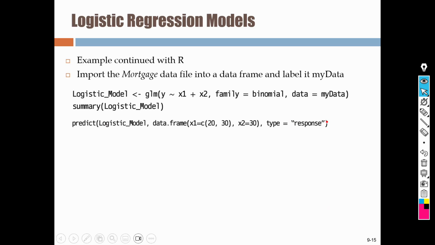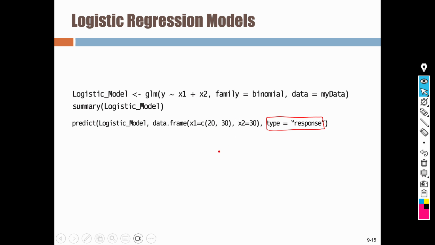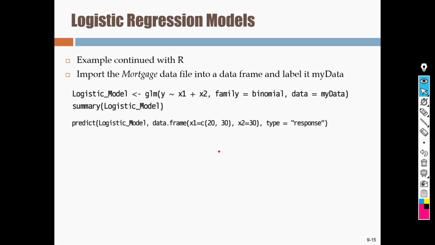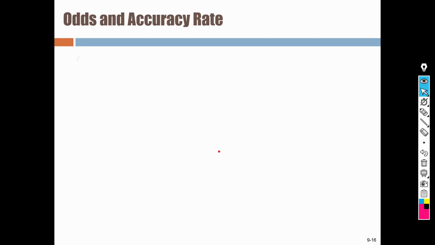That's why, if you don't have it, the output will be only the linear regression part, not the exponential part. And odds and accuracy rate.